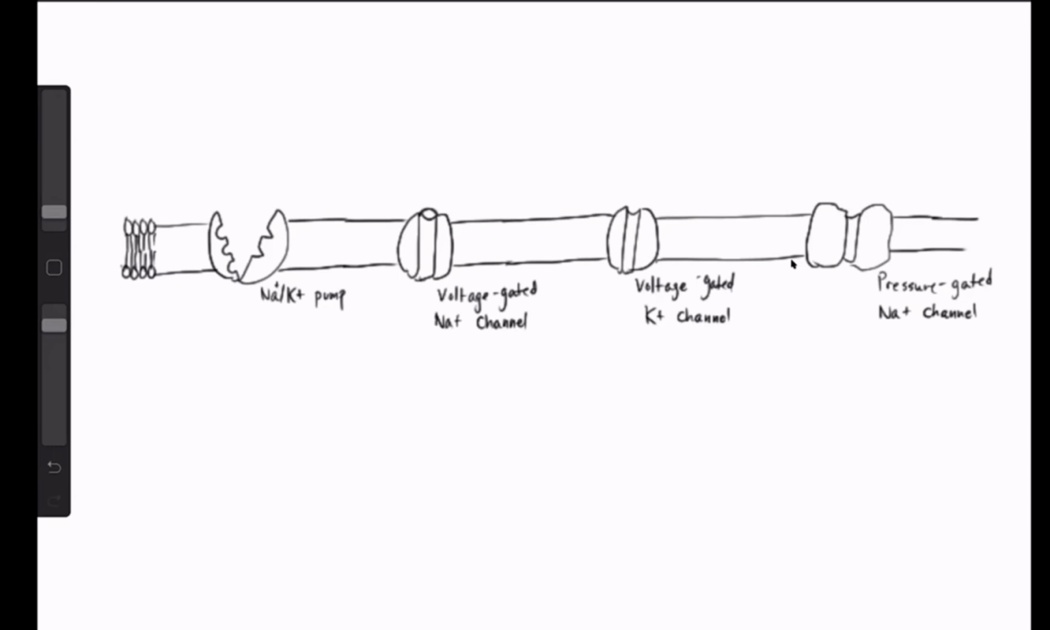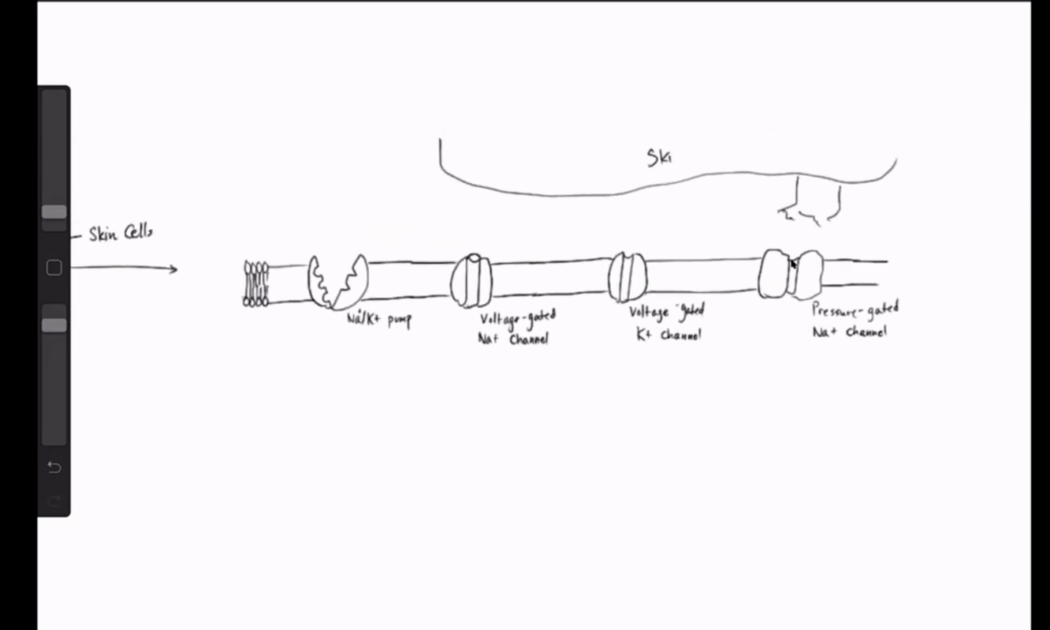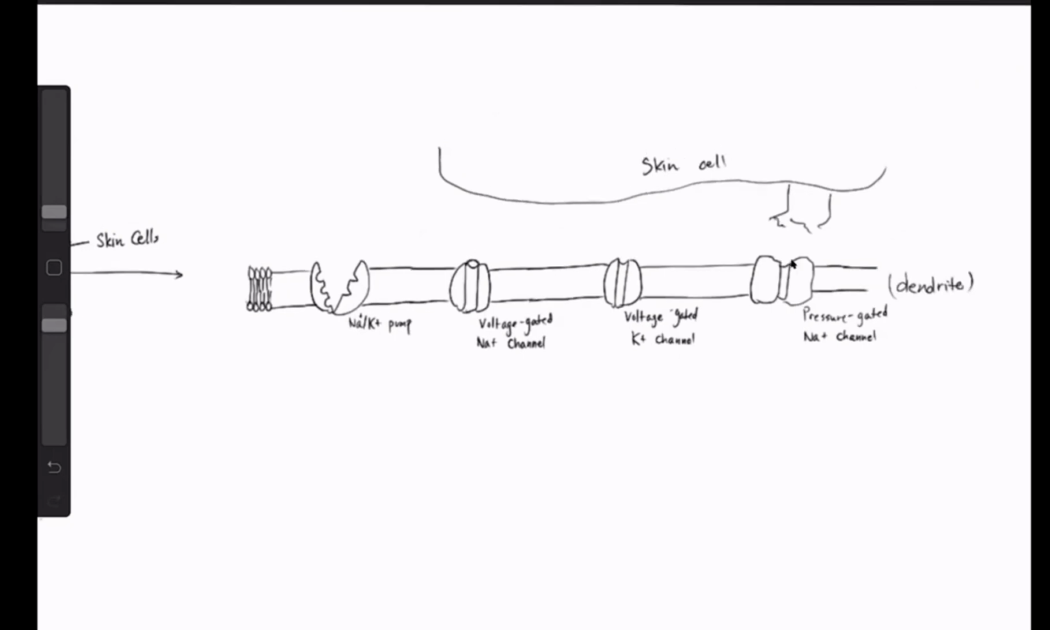Now, one thing that you guys should know is that the cell above it is probably like this and has some connections to the glycolipids and so forth. So this is the skin cell up here. And what we're really looking at here is the dendrite of a neuron over here.